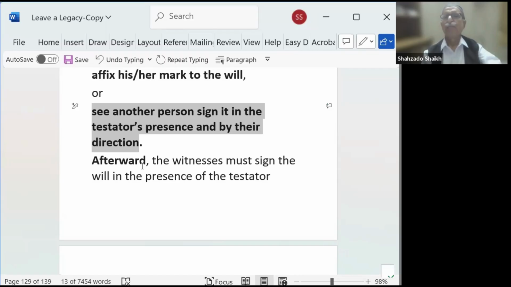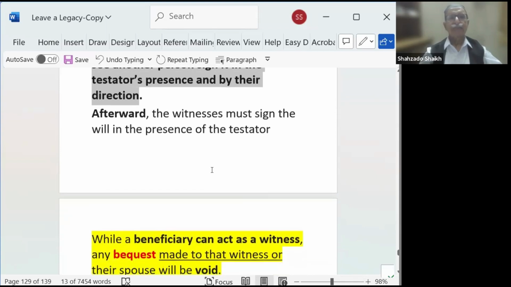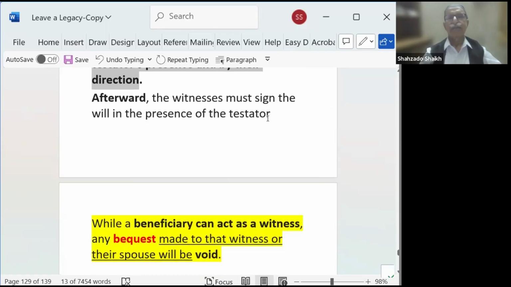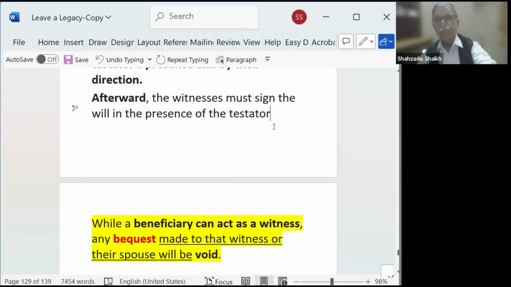God forbid, if the case goes to the court, all these points, and these are not ordinary points, and not only these points, but hundreds of points come up, and the attorneys try to win the case. Each side tries to win the case. So one has to be very careful. Afterward, the witnesses must sign the will in the presence of the testator. Very minor thing, but very important.